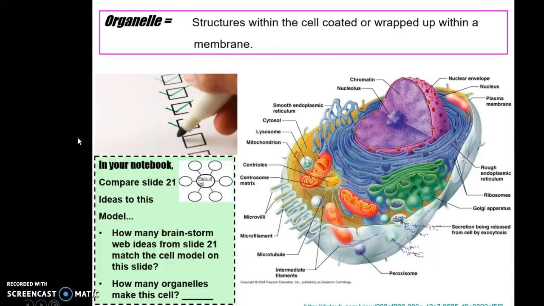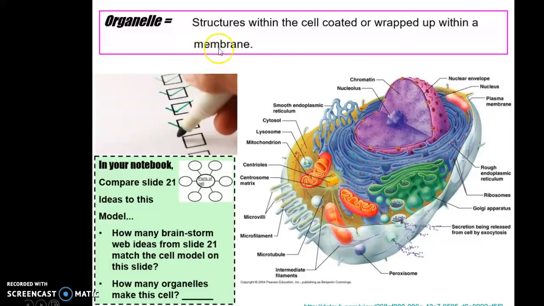Alright, welcome. This is slide 26. In your notebook, please write slide 26. And we've been talking about these little membrane-contained things, these things that have thin membranes that coat and separate sections in eukaryotic cells. Eukaryotic cells have lots of membranes or thin coatings that contain important stuff and that do important things for the cell. These are all different things we call organelles. Organelles are organs or structures inside the cell coated or wrapped within a thin membrane.